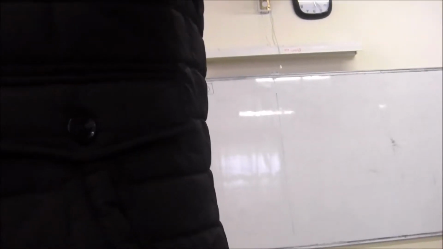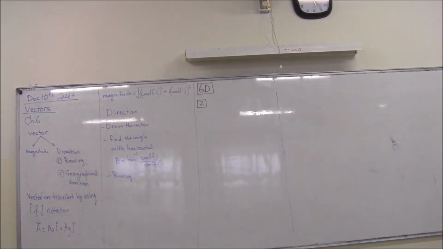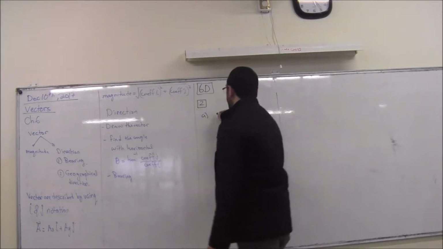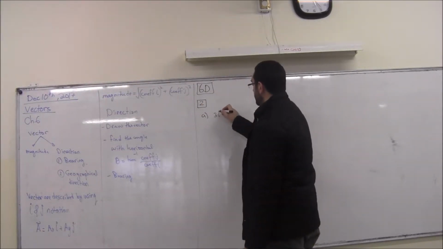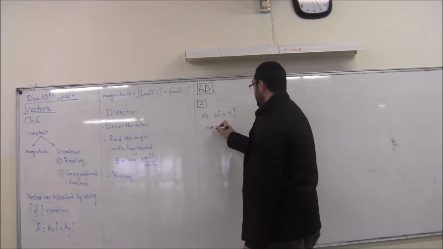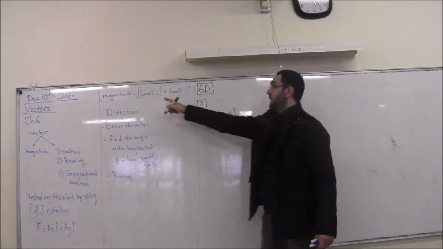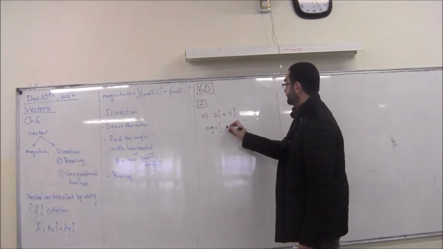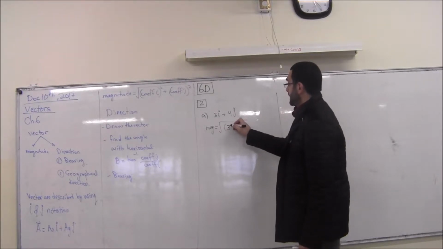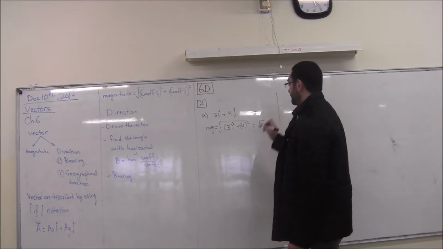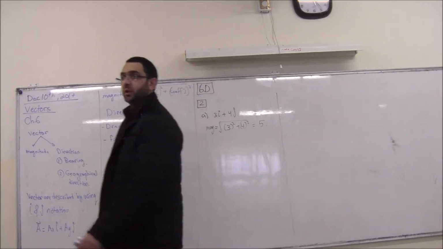Yes. So 2, 3, 4, 7. What we are asked: find the magnitude of each of the following vectors. A, tell me A. 3i plus 4j. Direct substitution, magnitude equals square root of coefficient of i squared plus coefficient of j squared. Okay, 3 squared plus 4 squared, this will be 5. This is the magnitude.